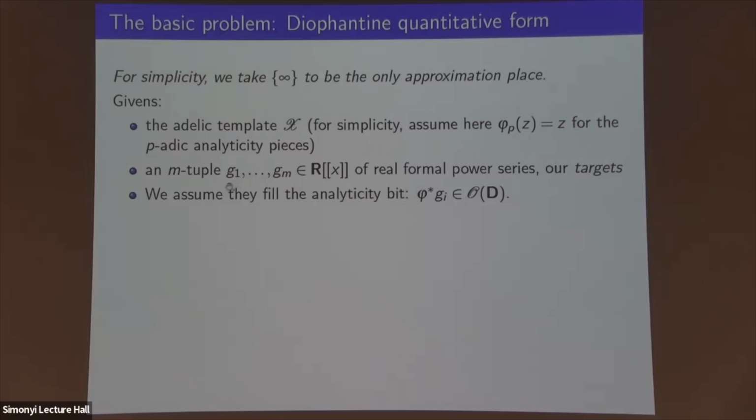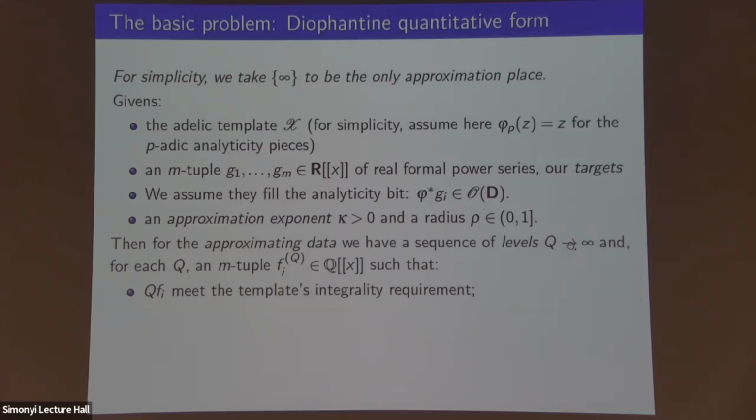Then I'll take an m-tuple of formal power series with real coefficients. Maybe these coefficients involve zeta 3 or zeta 5 periods, and we try to approximate them by a rational sequence. And suppose that the G_i have an analytic pullback on the disk. Unlike in the Diophantine approximation, suppose that there is an exponent kappa and a radius rho. I just hope this is not too technical, but if it is, for the following you can think of kappa equal to infinity. So in that case, okay, we'll see.